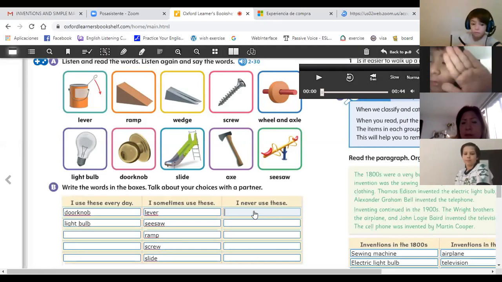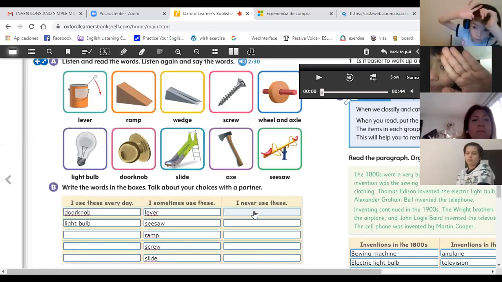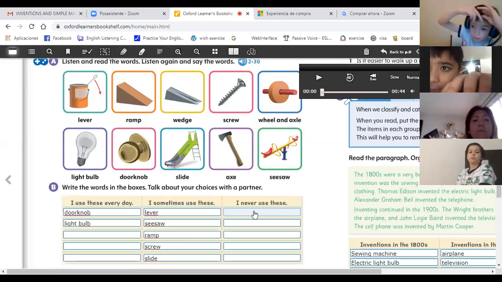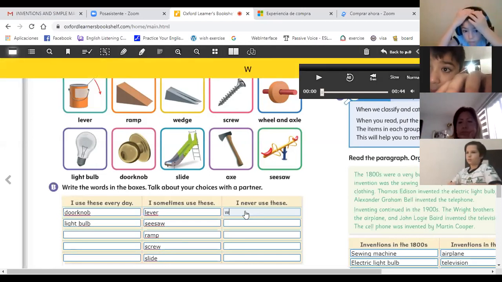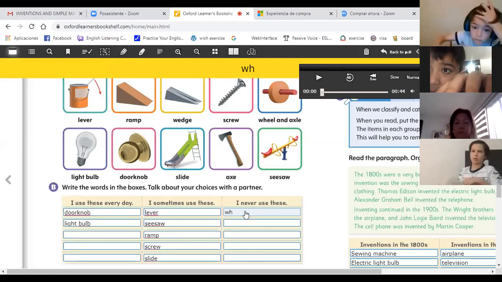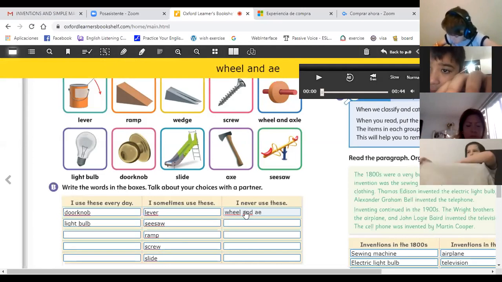use, okay? Have you ever used a wheel and axle, for example? Have you ever used a wheel and axle? I haven't, for example, okay? So we are going to add wheel and axle because honestly, I have never used it in my life. Wheel and axle. Okay, do you have any other?